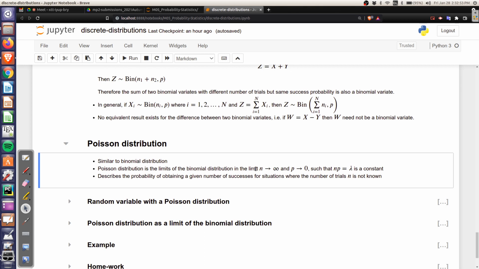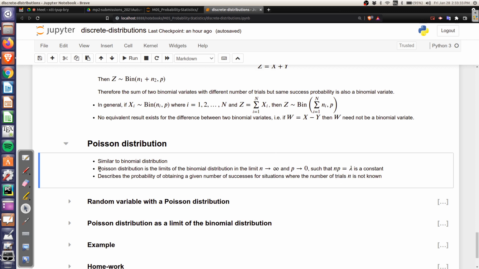So we have to increase n and decrease p in such a way that even though n is increasing and p is decreasing, the product np remains constant. I'll give some physical examples of where you can expect this. But just because n is becoming infinity and p is becoming 0 does not mean that the average of the distribution will become 0 or infinity. No, because the average for a binomial distribution is np, as we have already seen. That average should remain constant. Increase in n is offset by the decrease in p, keeping the product np always constant.